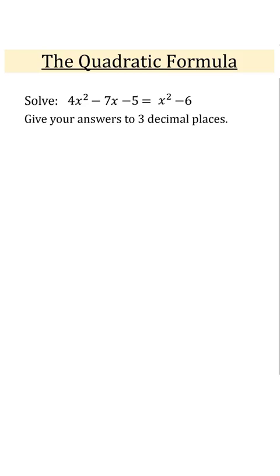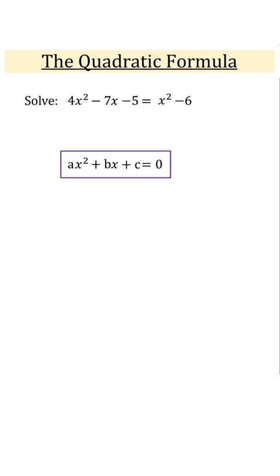As we have a quadratic, i.e. the highest power is 2, and we are asked to solve to 3 decimal places, we must use the quadratic formula, as the quadratic simply will not factorise. Our quadratic must be of the form ax squared plus bx plus c equal to 0.